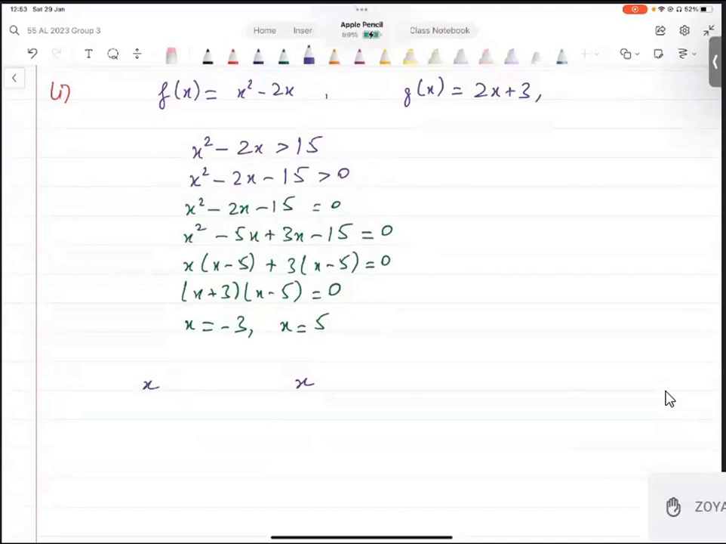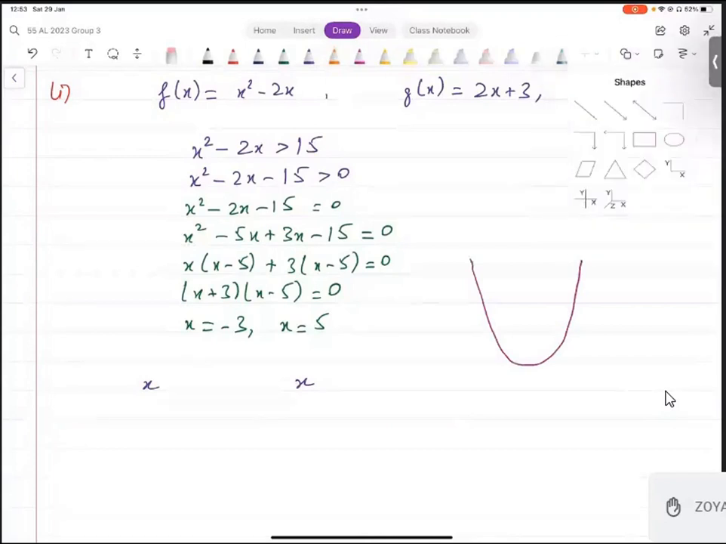याद है किसी के quadratics? X is less than minus 3 or greater than 5. So remember how we used to think about this? This is a quadratic curve. It's a U-shaped curve. हमने क्या किया है? हमने इसके intercepts निकाल लिए हैं.